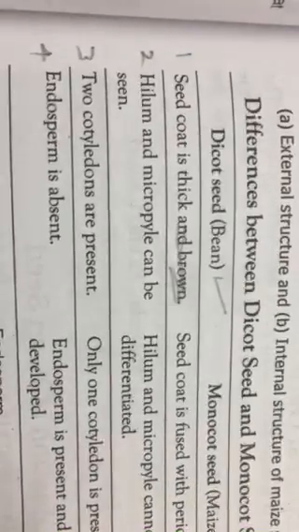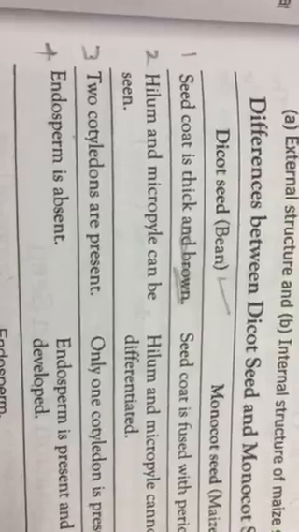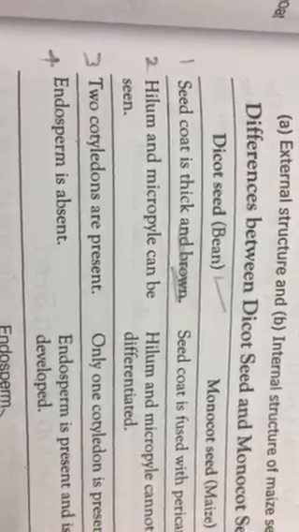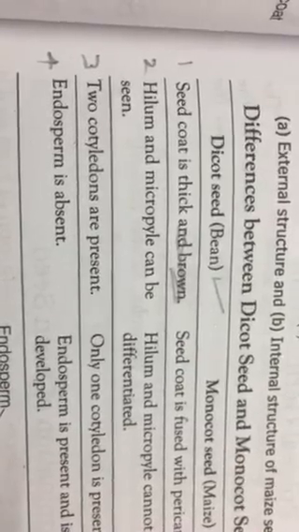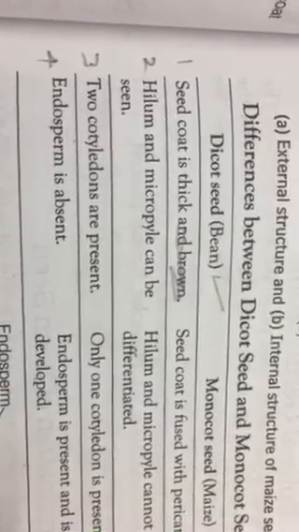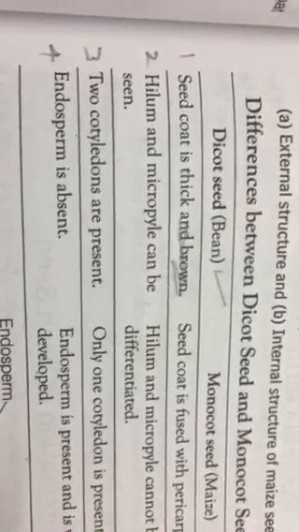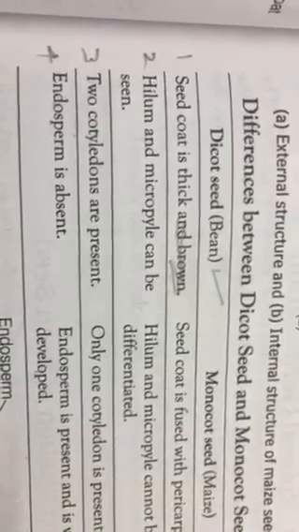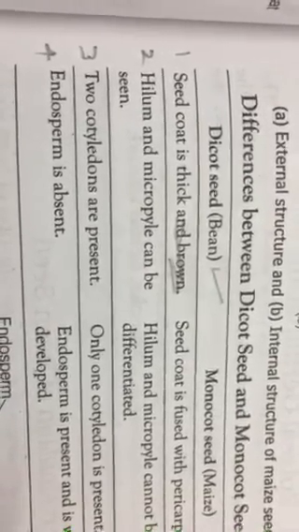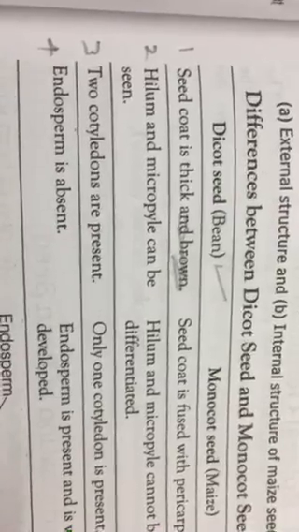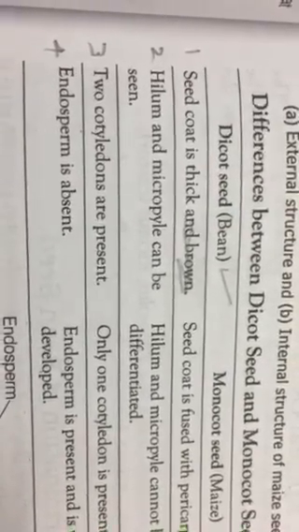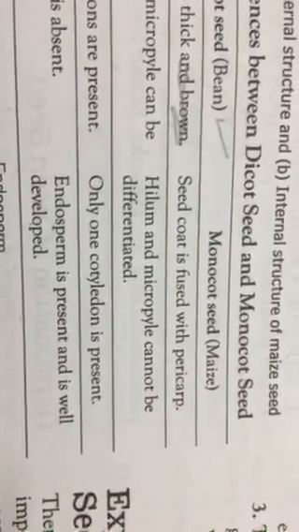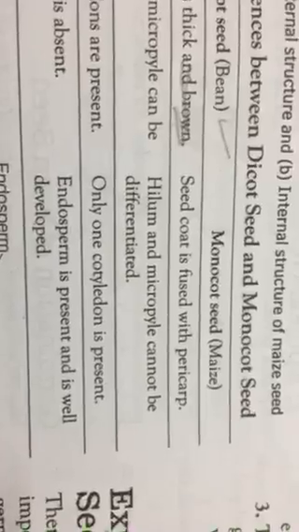Last time I mentioned for dicot, seed coat is thick, hilum is a point of attachment, and micropyle is a pore through which the seed respires. Here 2 cotyledons are present, and that is why bean is included in dicot. Endosperm is absent.